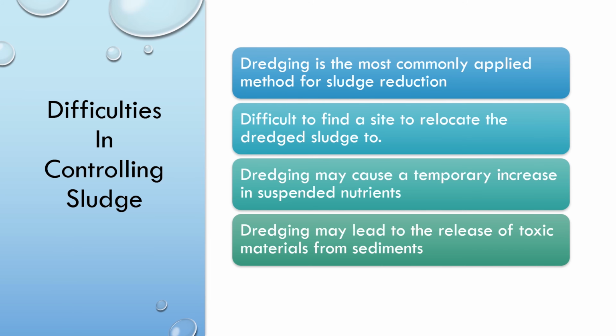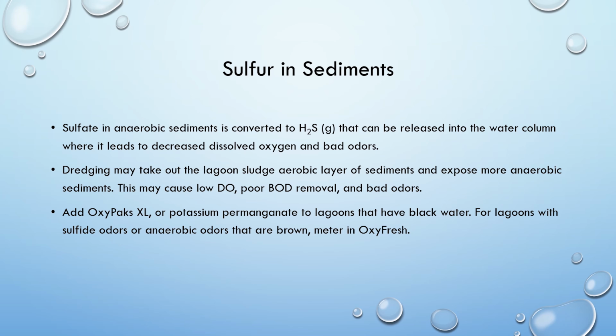Some examples include arsenic. When arsenic is buried in the sediments, it is not bioavailable. When the sediments containing arsenic are disturbed, it can enter the water column and act as a toxin. Sulfate or sulfur in anaerobic sediments is converted to sulfide, H2S gas, that can be released into the water column, and this will decrease your overall dissolved oxygen content and can also lead to the release of bad odors. Sulfide in sludge or the water column will scavenge oxygen and decrease your overall DO and can make a low DO situation even worse.